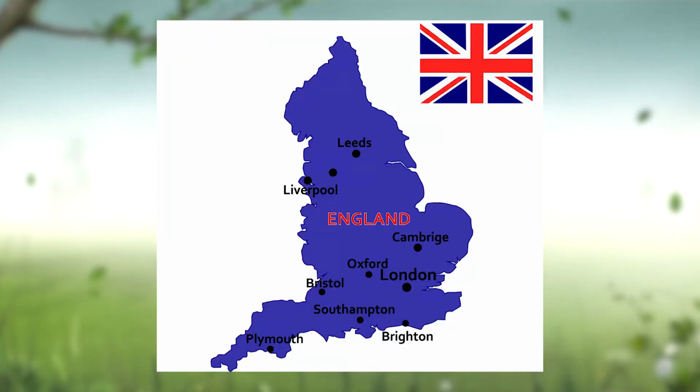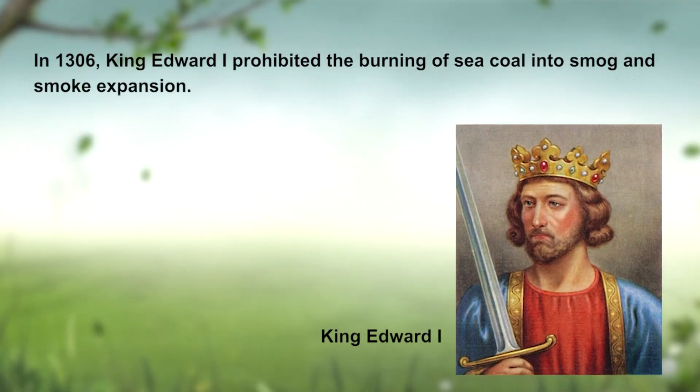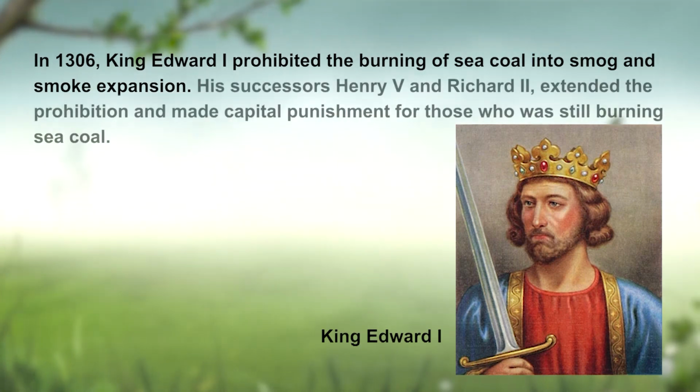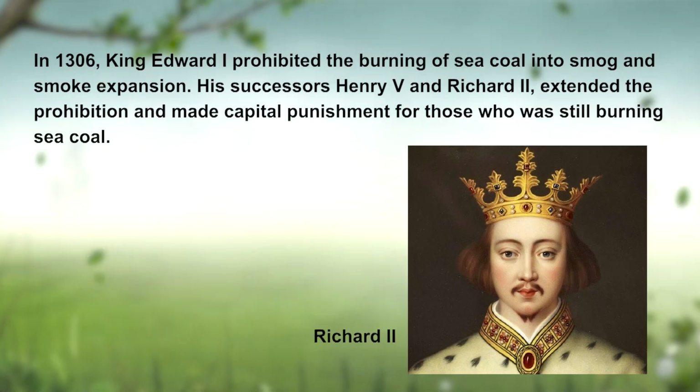So now let us discuss the environmental laws and policies during the colonial phase, or during the Industrial Revolution era. The earliest environmental laws in Europe were found in early modern England, whereby in 1306 King Edward I prohibited the burning of sea coal due to excessive smoke and smog. His successors, Henry V and Richard II, extended the prohibition and also made it a capital punishment for those who were still burning sea coal.